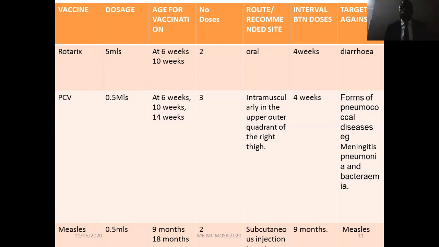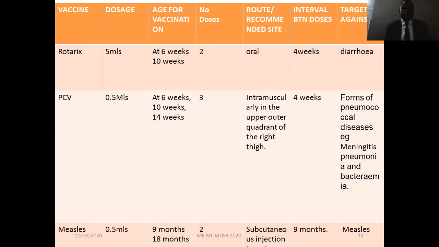So we need to be very careful with these vaccines. We need to ask the mothers, and they'll be describing if these children have received these vaccines by telling you, like, no, my child was given an injection on the thigh, maybe on the left thigh or right thigh. So when it is the right thigh, it means it is the PCV vaccine. As well, it is given at intervals of 4 weeks. So this is given to protect someone from pneumococcal diseases, e.g. meningitis, pneumonia, and bacteremia.